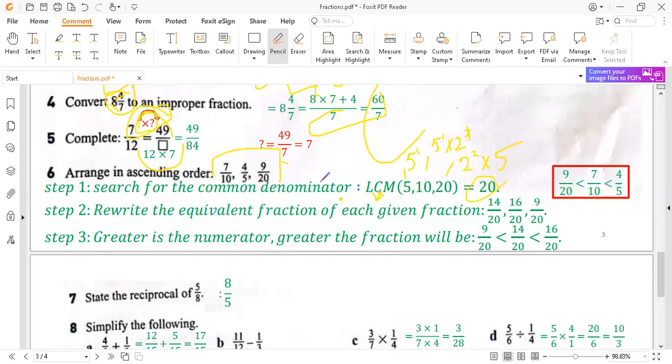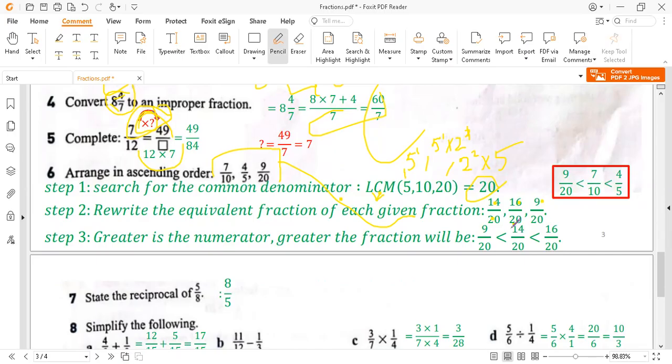So we find the equivalent fraction of each given fraction with the common denominator 20. How do we move from 10 to 20? We multiply the whole fraction by 2: 7 by 2 is 14, and 10 by 2 is 20. How do we obtain 5? We multiply 5 by 4, and we multiply the numerator 4 by 4 to obtain 16, and so on.